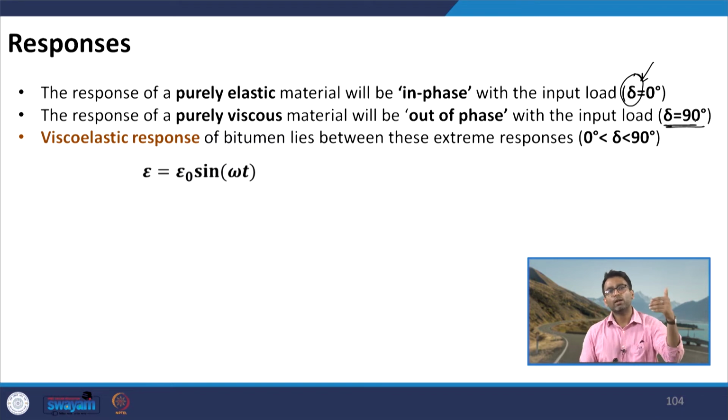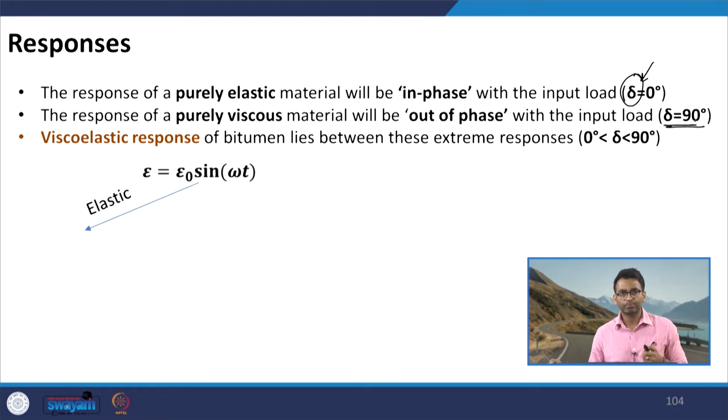So, let us say that you are giving a sinusoidal load and you are giving a strain to the material, and the strain is described as epsilon equal to epsilon naught sin omega t. So, you are giving a sinusoidal load to the material, and of course, we are trying to see here the response in terms of stress.